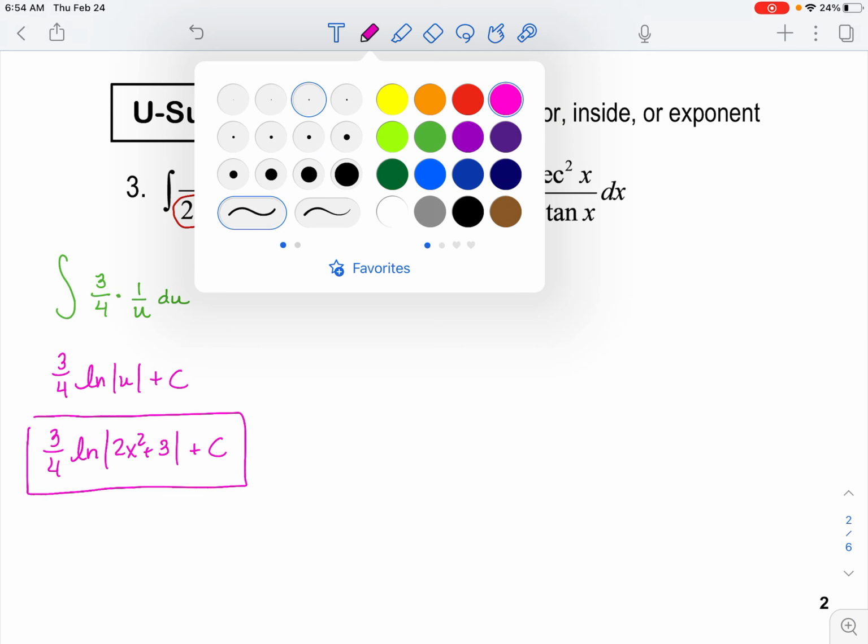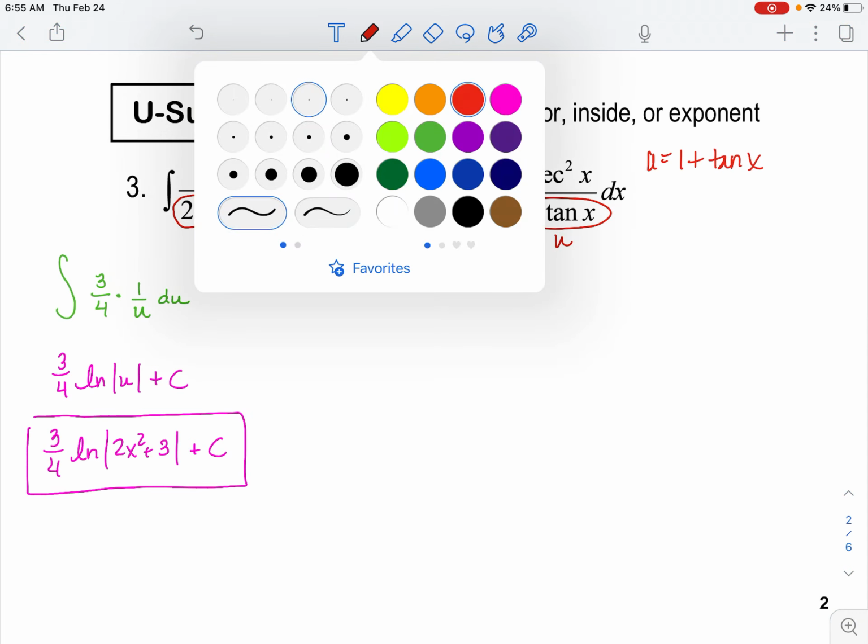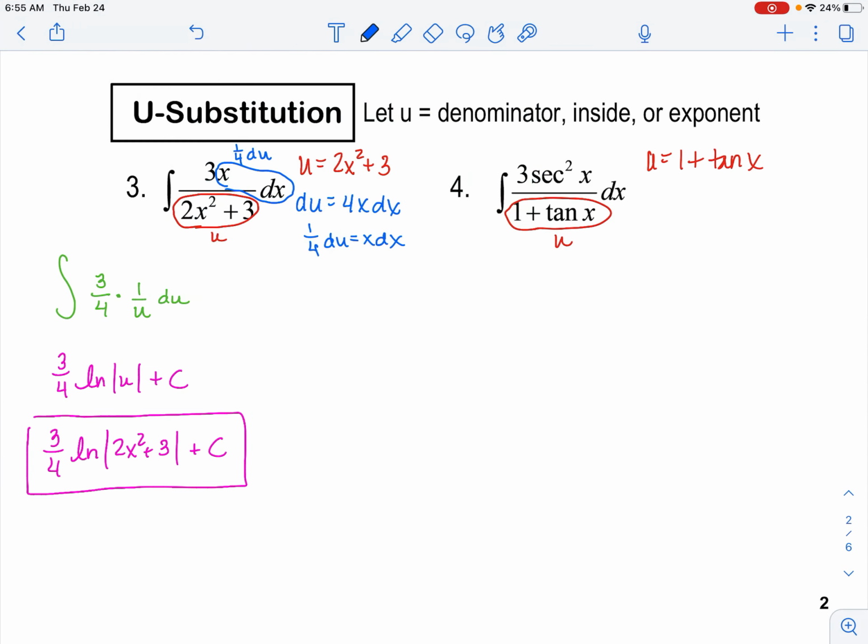All right, number 4. Once again, we're going to let u equal the denominator. And so u is 1 plus tangent x. And so this is going to be our u. And then hopefully you're starting to see that we have this extra secant squared on the top, which is great because du is secant squared x dx, which means I'm going to get to take secant squared x dx, take that out, and put du in its place.